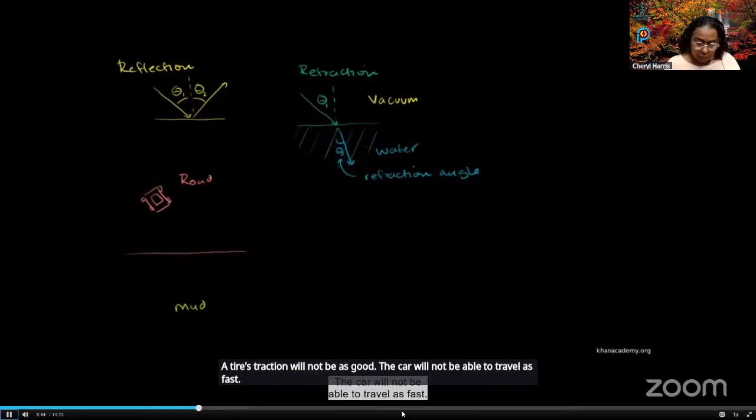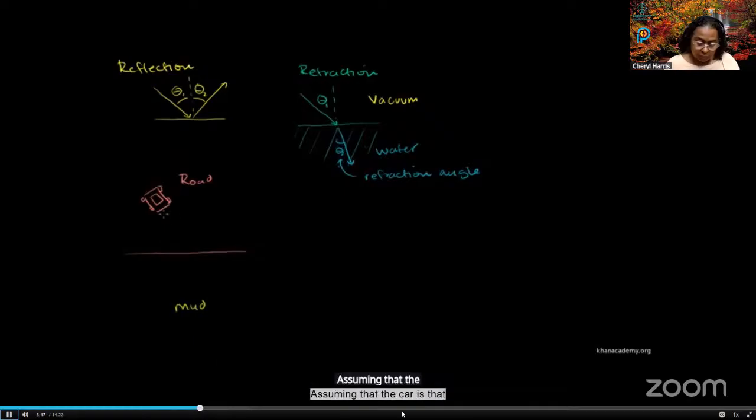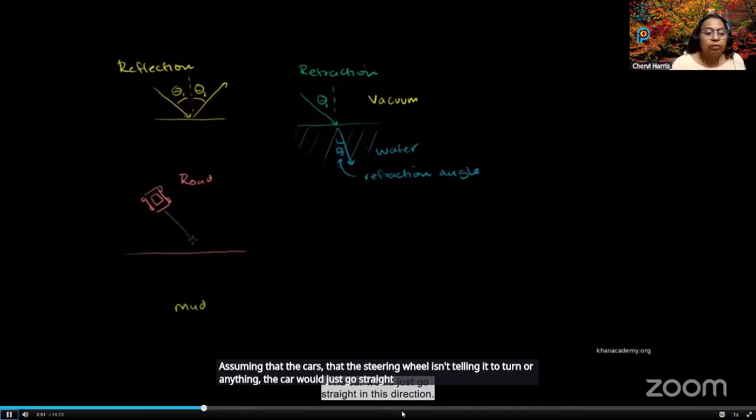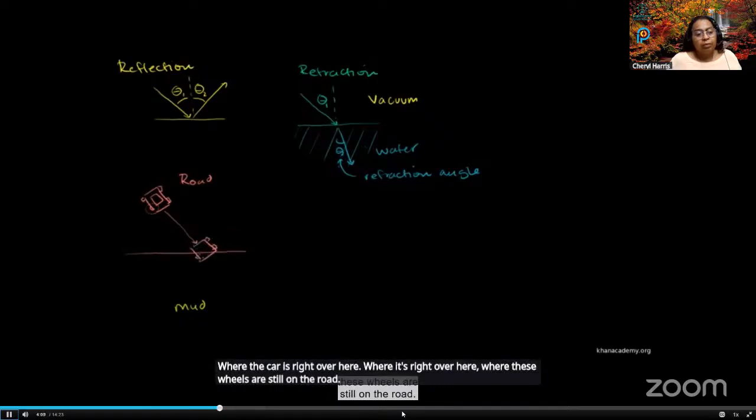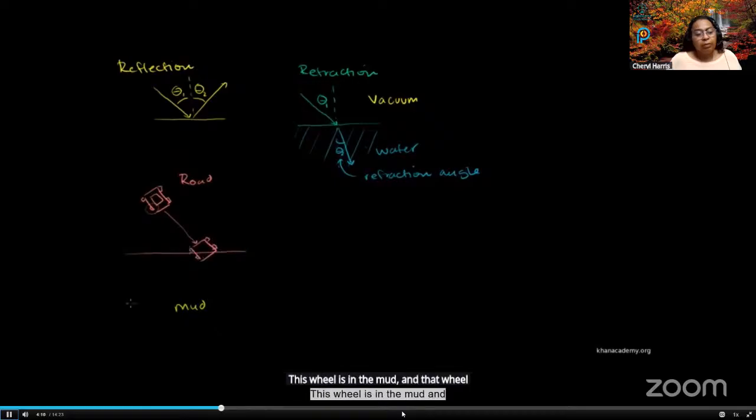So what's going to happen? Assuming that the steering wheel isn't telling it to turn or anything, the car would just go straight in this direction. But which wheels are going to reach the mud first? Well, this wheel right here is going to reach the mud first. So there's going to be some point in time where the car is right over here, where these wheels are still on the road, this wheel is in the mud, and that wheel is about to reach the mud.